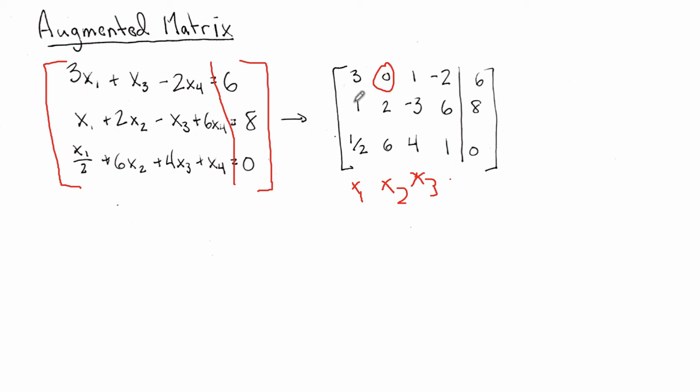If I wanted to write this out, this is really 3x1 plus 0x2 plus x3 minus 2x4. Of course, we would never write 0x2 when we're writing a system of equations, but this is what shows up here. So if you're converting a system into an augmented matrix, anytime you don't have a variable, remember to put down the 0.